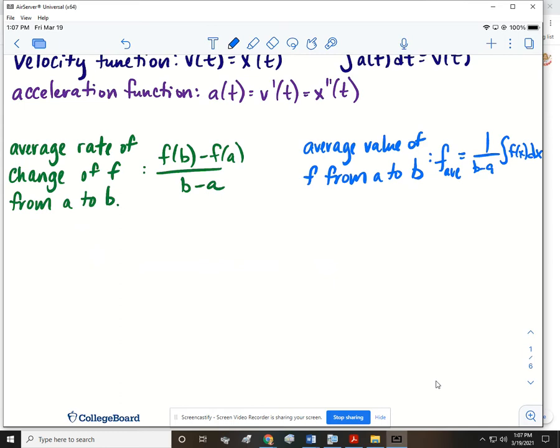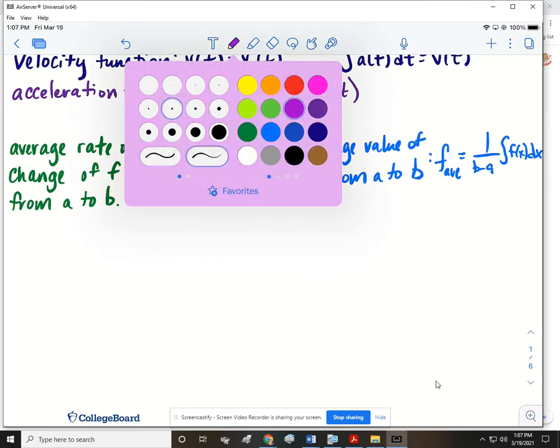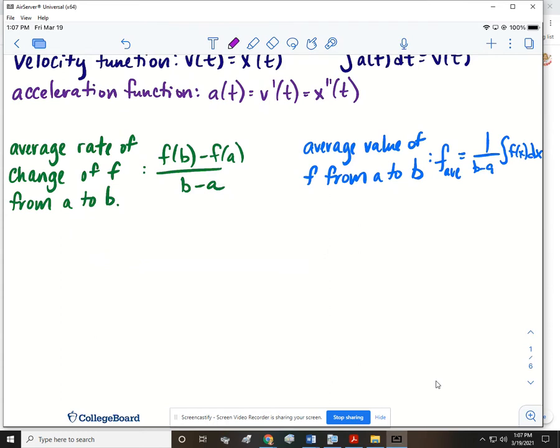Now, one thing I want you guys to know is that these two things are not the same. The average rate of change and the average value are not the same. The average rate of change is the average rate at which the function is changing. The average value is over that interval. That's the average value of the function, not how much it's changing. So these are not the same.